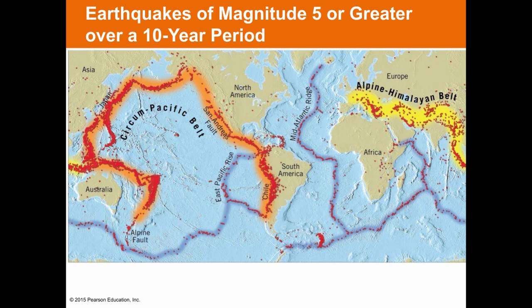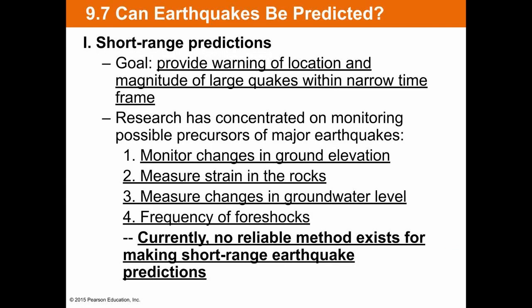Again, you will notice these things line up with plate tectonic active zones, places where plates are moving, running into each other, causing these breakages in the crust of the earth. We know where earthquakes are likely to occur. We know the huge amount of damage and loss of life they can cause. Can they be predicted? Well, yes and no, not really.